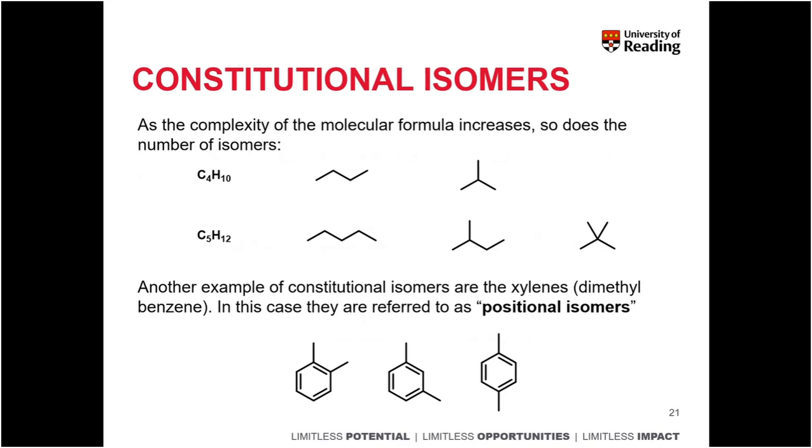So as the complexity of the molecular formula increases, i.e. we get more atoms to play with, the total number of possible isomers increases. Take a look at these examples. There are only 2 possible isomers of C4H10, but there are 3 possible isomers of C5H12. Another example of constitutional isomers are the xylenes, dimethylbenzenes. These are benzene rings bearing 2 methyl groups. These methyl groups can occupy different positions on the aromatic ring. We often refer to these as positional isomers.